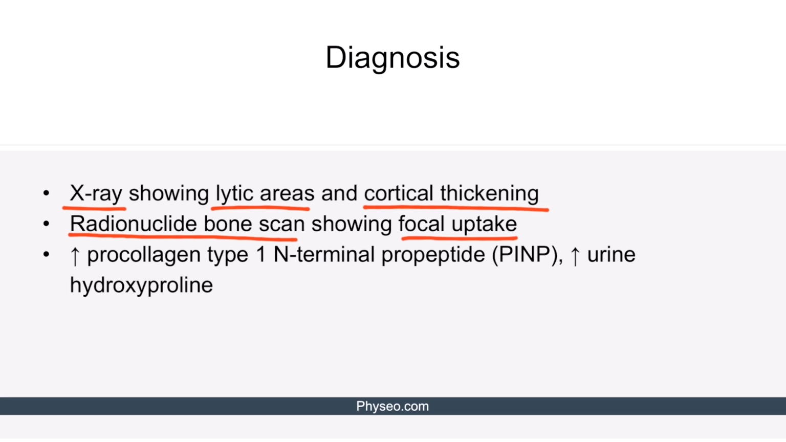Now finally, the procollagen type 1 N-terminal propeptide, or PINP, as well as urine hydroxyproline, can actually be measured. So PINP and that hydroxyproline in the urine. And both of those are evidence that the bone is being turned over more than usual.